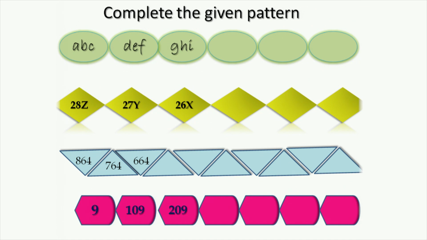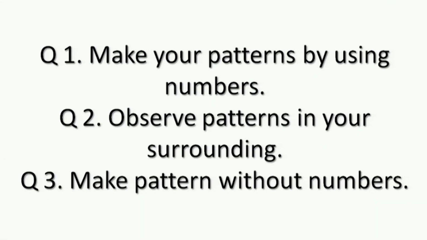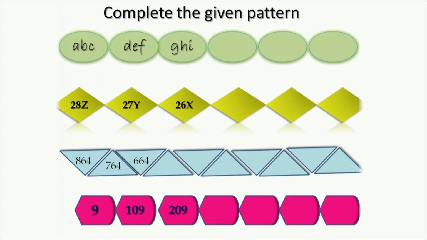Then in the next, 9, 109, 209, what is happening? It is increasing, but by how much? Just find it out and try to complete these patterns. I am sure you will be able to do it. And one more work is for you. What is the work? Here you have to make your own patterns by using numbers. I have made a pattern for you, for example, 9, 109, 209. In this way you can also create your pattern.